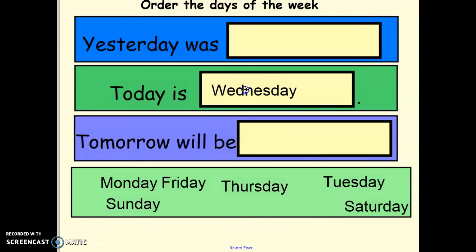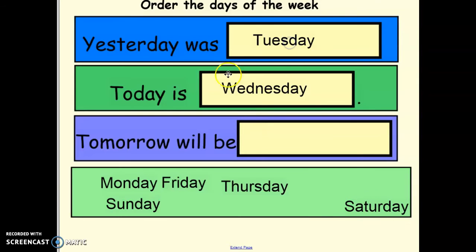I know that today is the middle of the week. Today is Wednesday. So if today is Wednesday, hop backwards to yesterday. What was yesterday, friends? Tuesday. So if yesterday was Tuesday and today is Wednesday, then tomorrow will be Thursday.